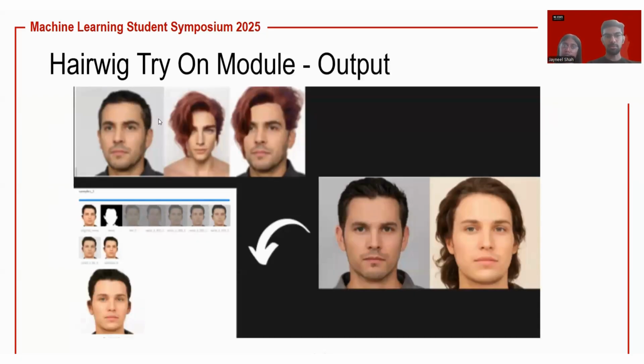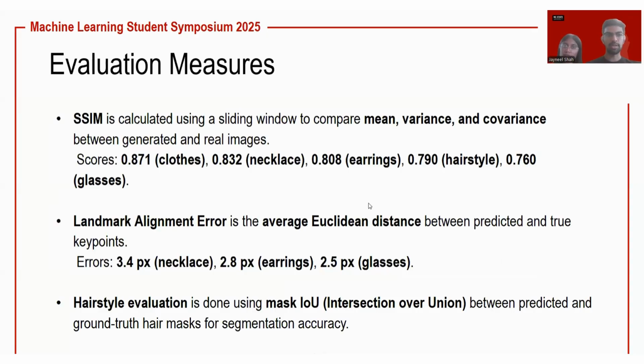So this is the hair try-on output where you upload your image, the person's hairstyle that you want to copy, and we try to extract the hair and overlay it onto the user's body.